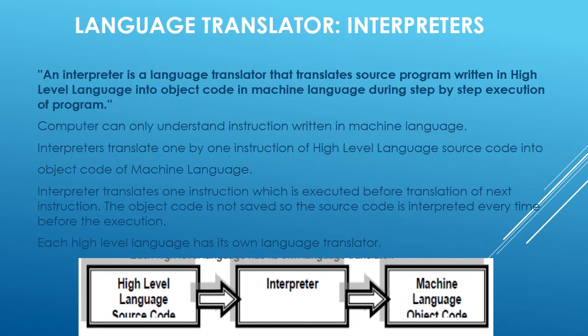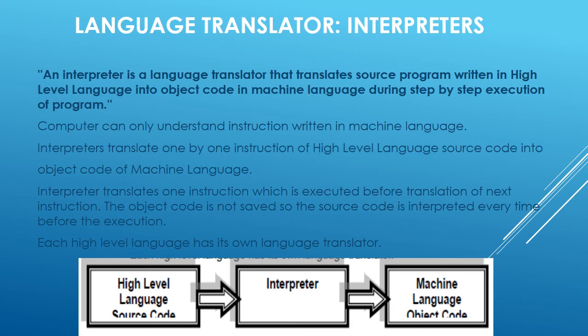Then there is another language translator named the interpreter. An interpreter is a language translator that translates a source program written in high-level language into object code in machine language during step-by-step execution of the program. The computer can only understand instructions written in machine language. The interpreter translates one by one instruction of high-level language source code into the object code of machine language. The interpreter translates one instruction, which is executed before translation of the next instruction. The object code is not saved, so the source code is interpreted every time before the execution. Each high-level language has its own language translator.